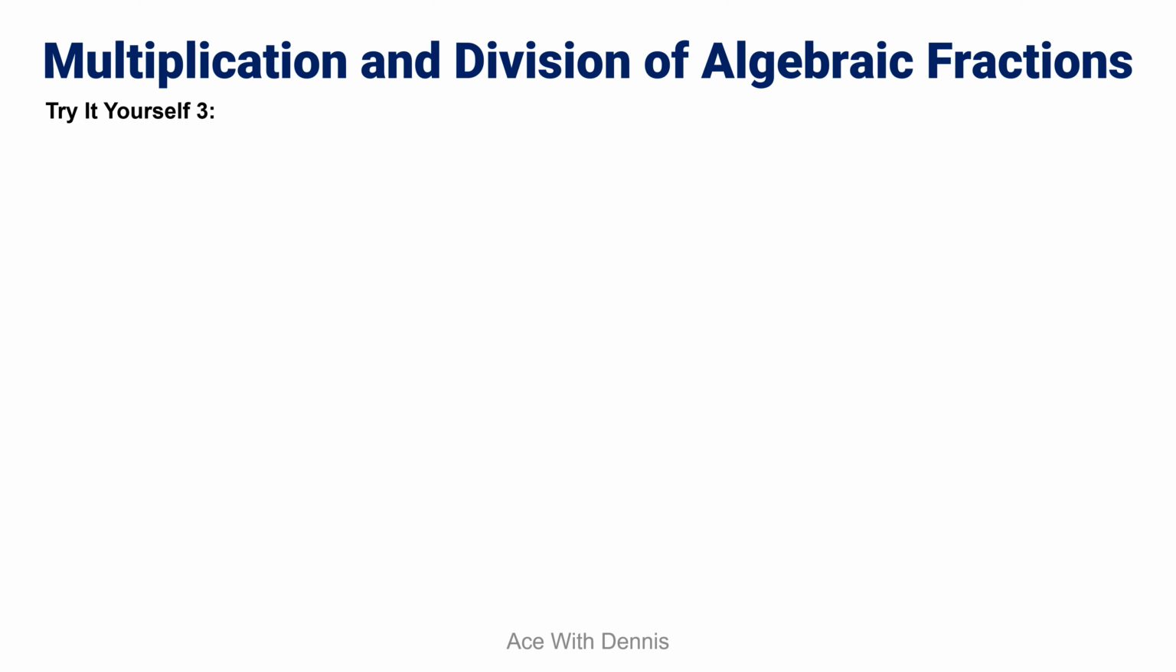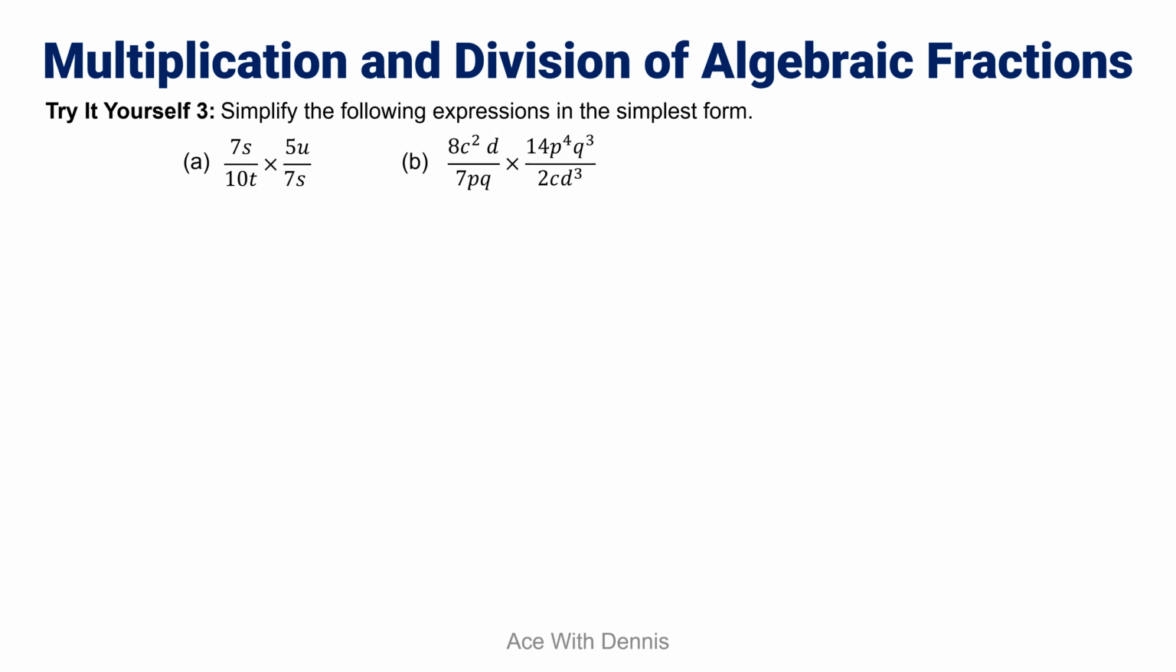Now it's your turn to try this example yourself. Simplify the following expressions in the simplest form. A, 7s over 10t times 5u over 7s. B, 8c squared d over 7pq times 14p to the power 4q cubed over 2cd cubed. C, 25a squared minus 16b squared over 10a minus 8b times 5a squared minus 4ab over 5a plus 4b. You can pause the video and try to do it yourself.